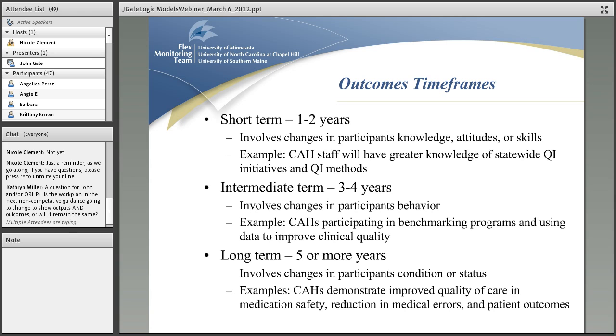And there is a question. Catherine, I'll get back to you in a moment, because the question is whether the work plan and the next non-competitive guidance is going to change to show outputs and outcomes, or will it remain the same? I think, Mike, do you want to take that one?